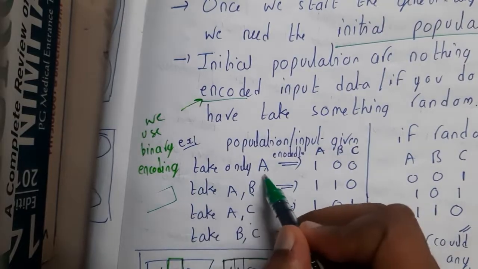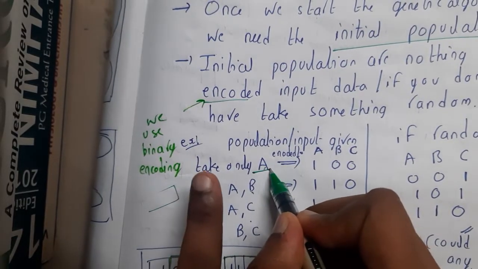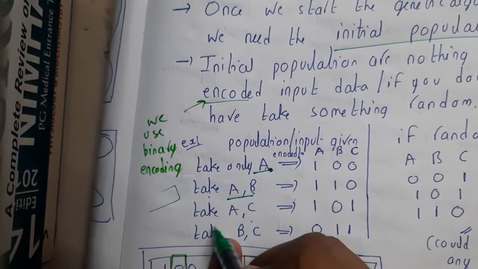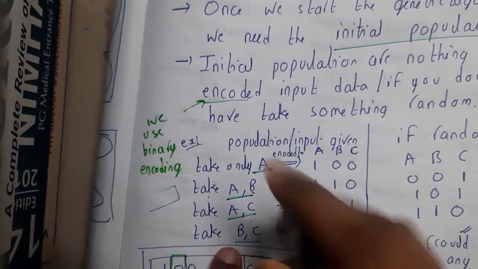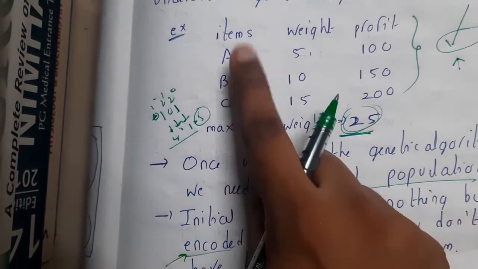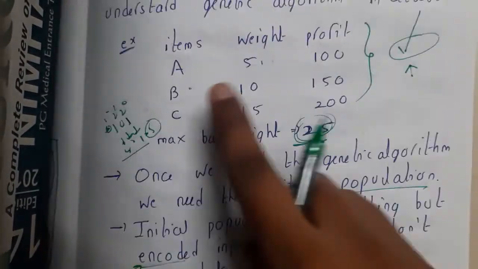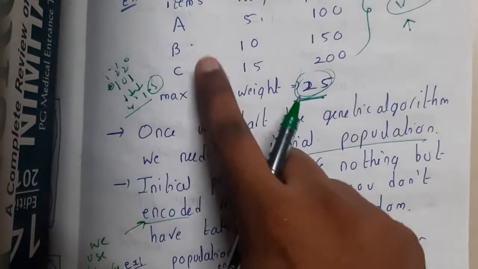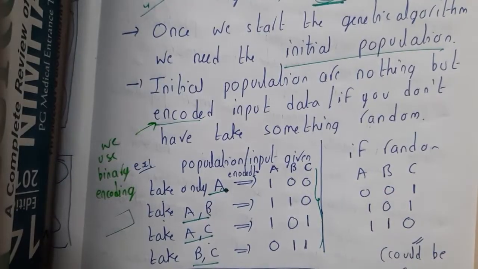The first chromosome has only A. In the second chromosome it is an AB combination. In the third chromosome it is AC, and then BC. So what are these things, is your question, right? I am carrying in the bag only A in the first case, only AB in the second case, only AC in the third case, and only BC in the last case. So here I gave the inputs, right?